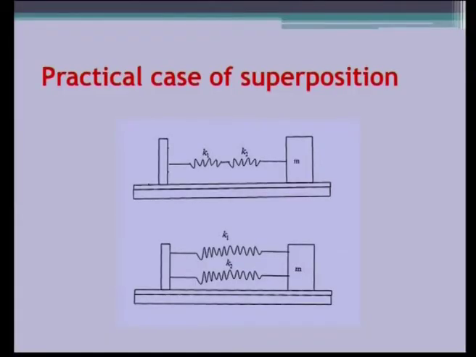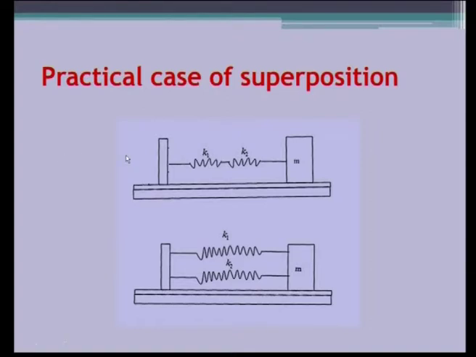This is a diagram depicting how two springs could be connected to a mass m. In the upper case, in this diagram, the two springs are connected in series and connected to the mass. Each spring is capable of producing a restoring force on the mass to which the springs are connected.